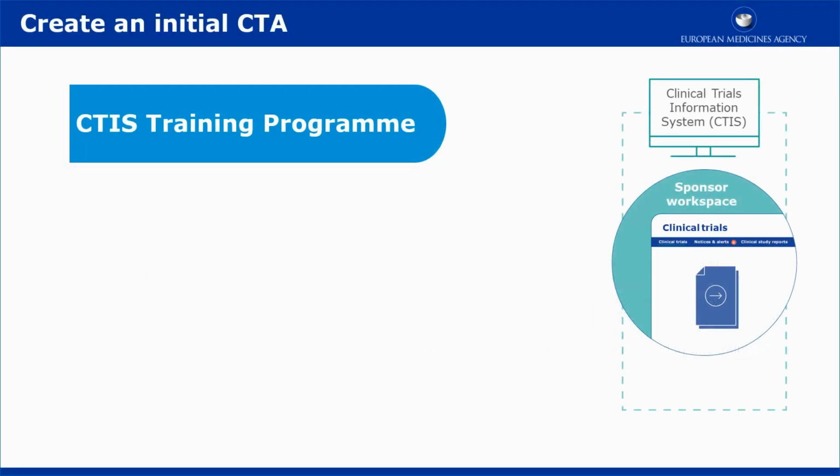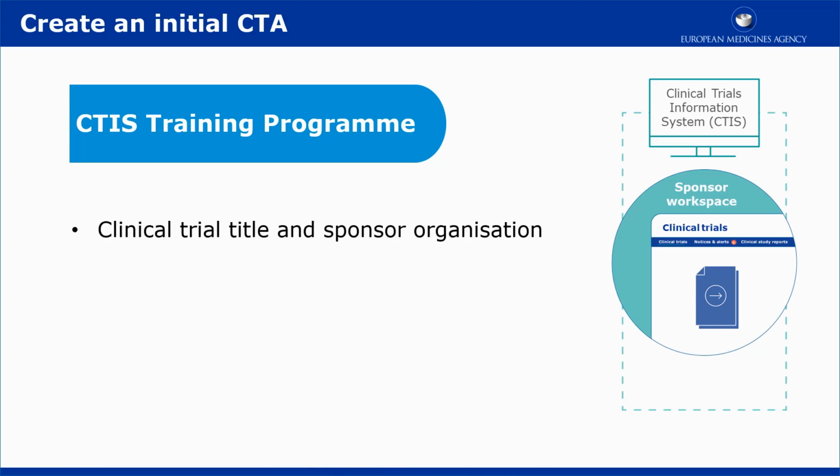This video outlines in short the initial steps of the process to create an initial clinical trial application. It explains how to populate the introductory information of the dossier, the title of the trial and the sponsor organization, and how to fill in the first two sections of the dossier, the form, and the member state concerned, or MSC.